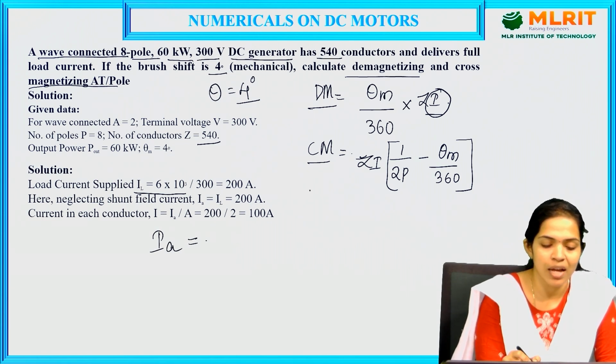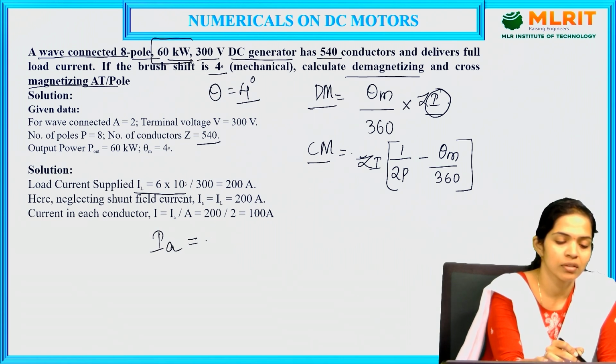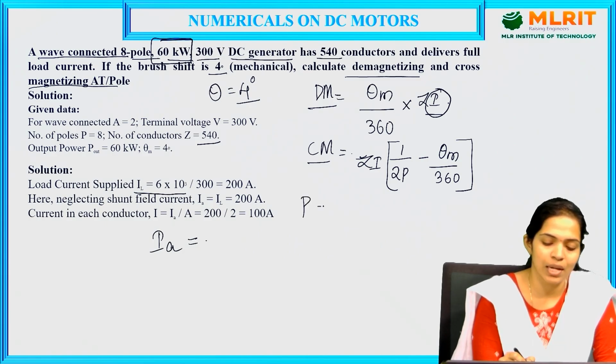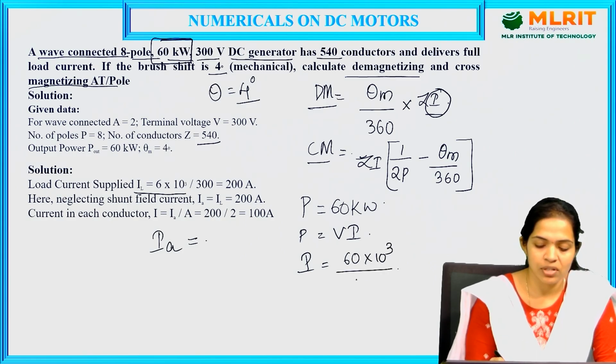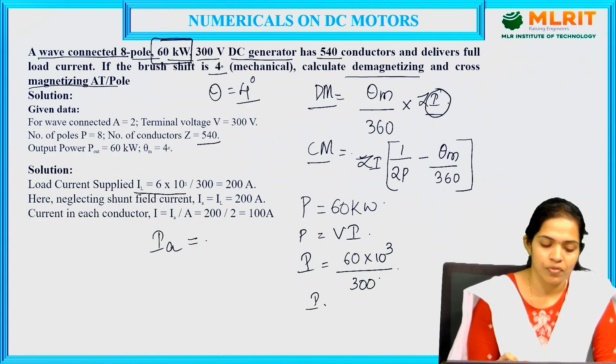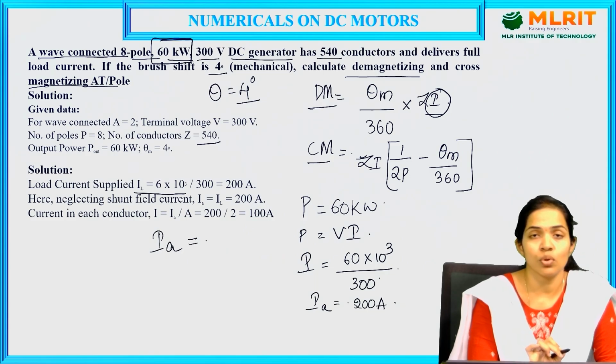So to calculate the armature current, we have the power, which is given as 60 kilowatts. We know the power relation P is equal to V into I. I is nothing but 60 into 10 cube divided by the voltage, which is given as 300. So from this, we get our IA value as 200. So this is the total armature current.